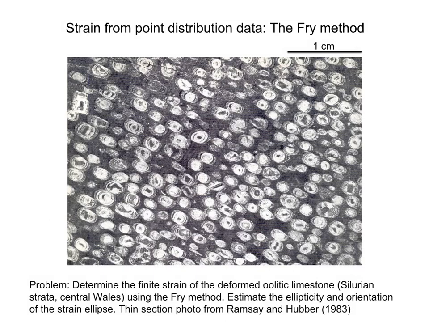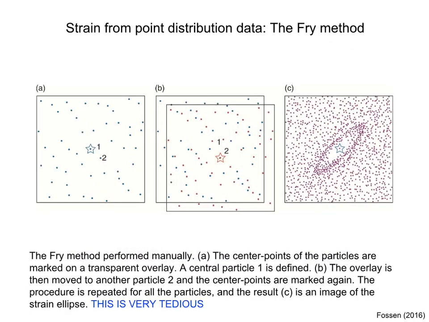The image is a thin section of a Silurian oolitic limestone. We need to determine the strain using the Fry method. The Fry method works as follows.